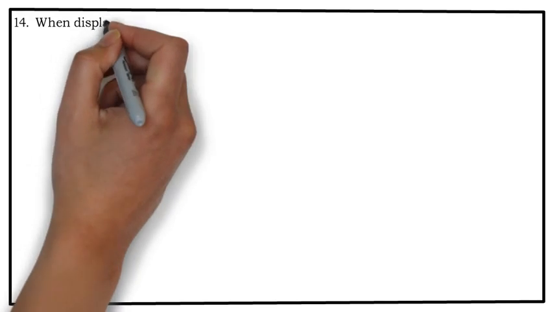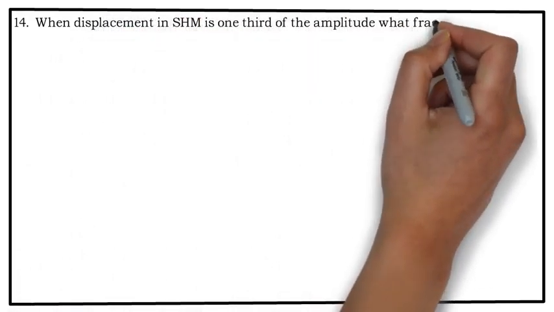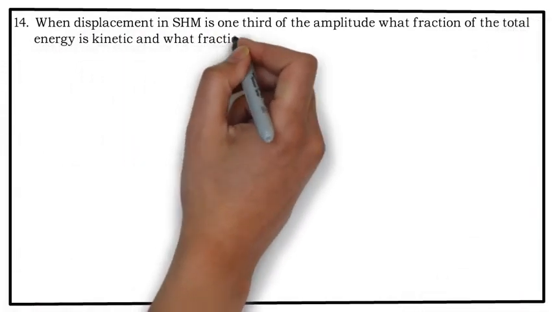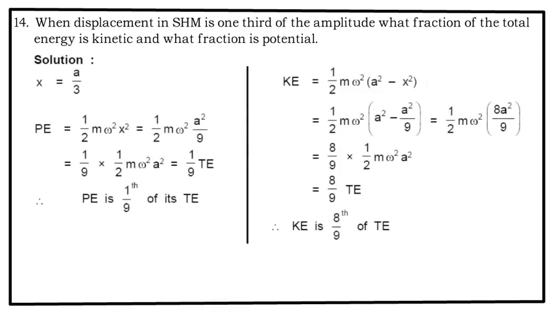Problem number 14. When displacement in SHM is 1/3 of the amplitude, what fraction of the total energy is kinetic and what fraction is potential energy? Now here to understand one thing, that x is equal to a by 3. I know the formula for PE, that is equal to 1/2 m omega square x square. Put x is equal to a by 3.